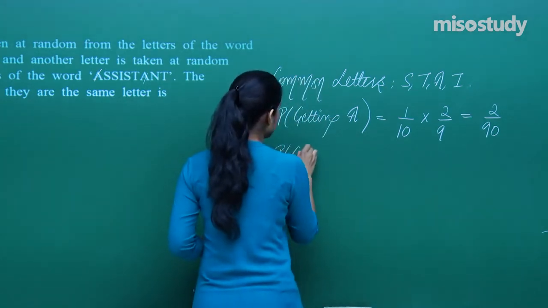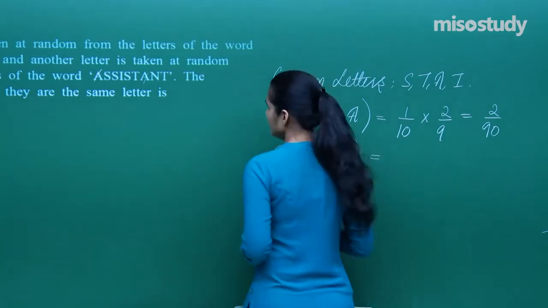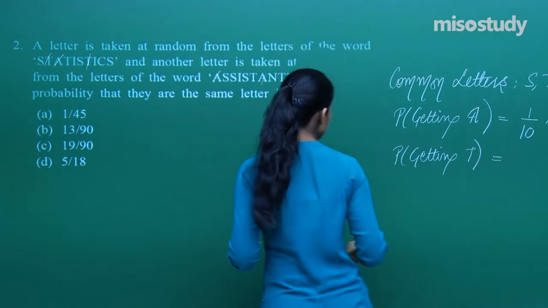Similarly, probability of getting T. Now, T over here you can see is 1, 2. 2 T's are there, so 2 by 10.